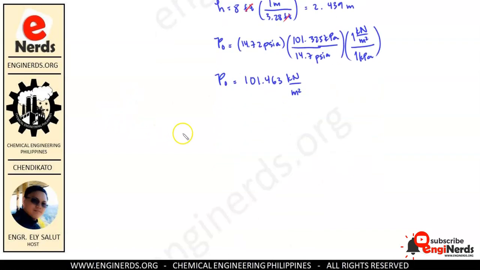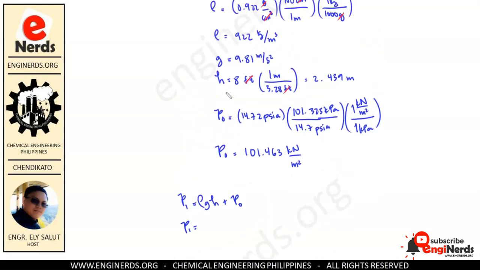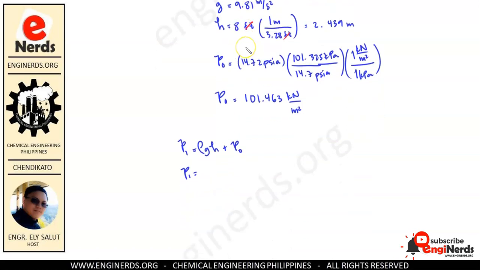Okay, so gamitin natin yung ating formula na natutunan last time. Our P1 is equal to rho GH plus PO. Okay, so P1 is equal to our density, no? Anong na-compute nating density kanina? 922 kilogram per cubic meter. So we have 922 kilogram per cubic meters times our G, which is 9.81 meter per second squared, multiplied to our height, which is 2.439 meters. So, anong unit natin dito, guys?